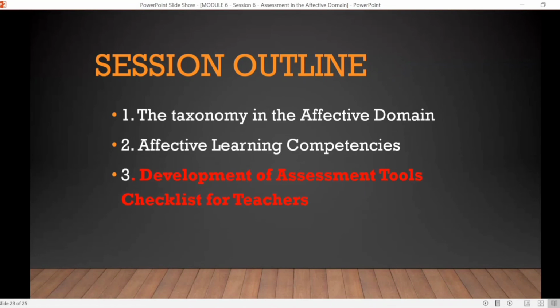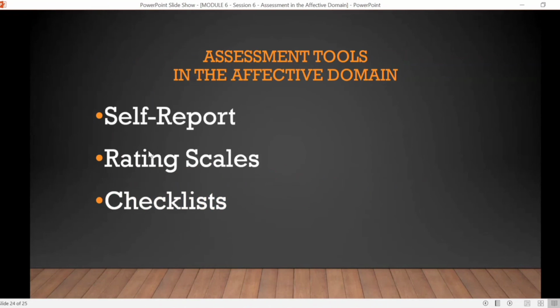Okay. Now, since it's already time, I'd like you to study more about the assessment tools in the affective domain. Yung binanggit natin kanina. Okay, kung sa product-based, kung sa process-oriented, may mga assessment tools tayong ginagamit, meron din sa affective domain. Okay? What are these? Okay, these are the three: self-report, rating scales, and checklist.